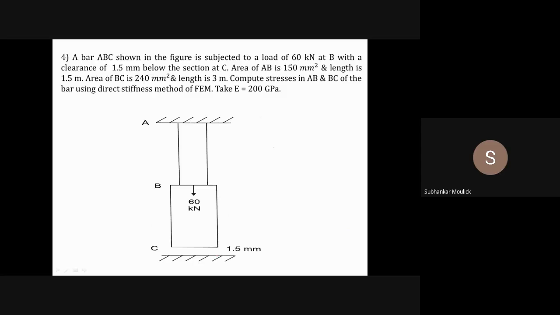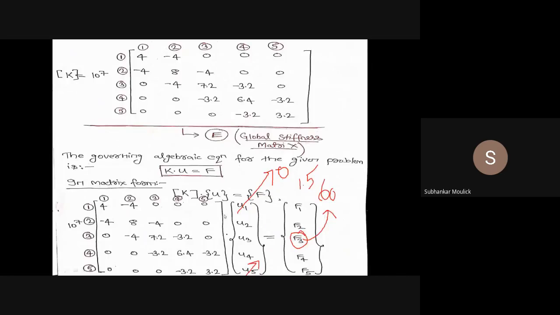Is it clear? Yes, sir. Clear. Other people please respond. Is it clear or not? So this F5 is 0. This F5 is only 0 when U5 is 1.5 mm. If U5 is lesser than 1.5 mm, this will not be 0.